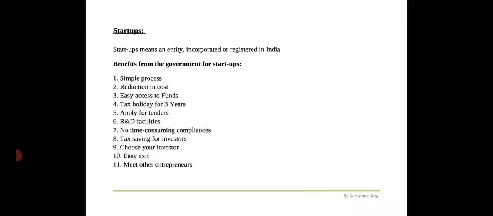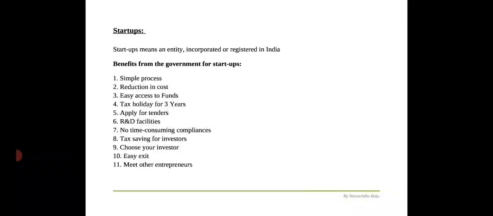And the next one is working towards innovation, development or improvement of products or processes or services. It should be working towards innovation and development, but not repeating the same product or service in the society, or it is a scalable business model with a high potential of employment generation or wealth creation. It should be a very high model for employment creation and wealth creation, and that means organizations with a large number of employment creations are treated as startups.